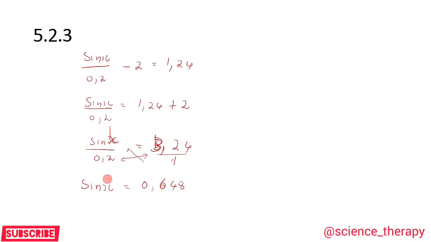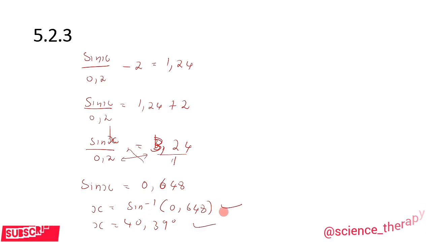And then now calculating for x, we say x is equals to arc sine, and then we put 0.648. Now punching that in your calculator, your x should be 40.39 degrees. And that's how you have your solutions. Awesome, awesome.